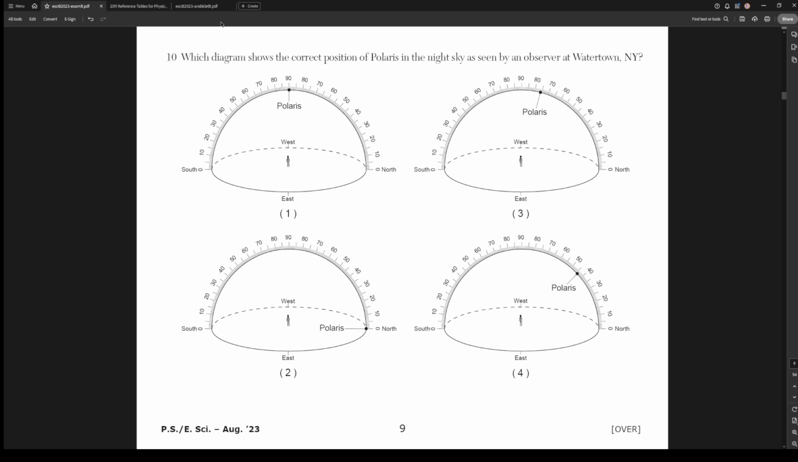Number 10. Which diagram shows the correct position of Polaris in the night sky as seen by an observer at Watertown, New York? So, okay, that's a city in New York. So I'm going to go to page 3 and find Watertown. And the altitude of Polaris here is equal to the observer's latitude. So all I need to do is find the latitude of New York. Polaris, first of all, is always in the north. So is there any that's not? It's definitely not going to be directly above the person's head. So that one's out. And this would be the equator.